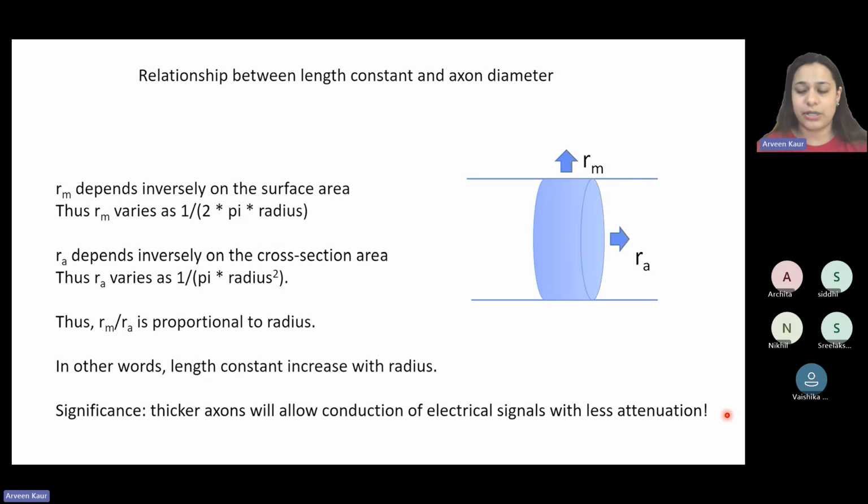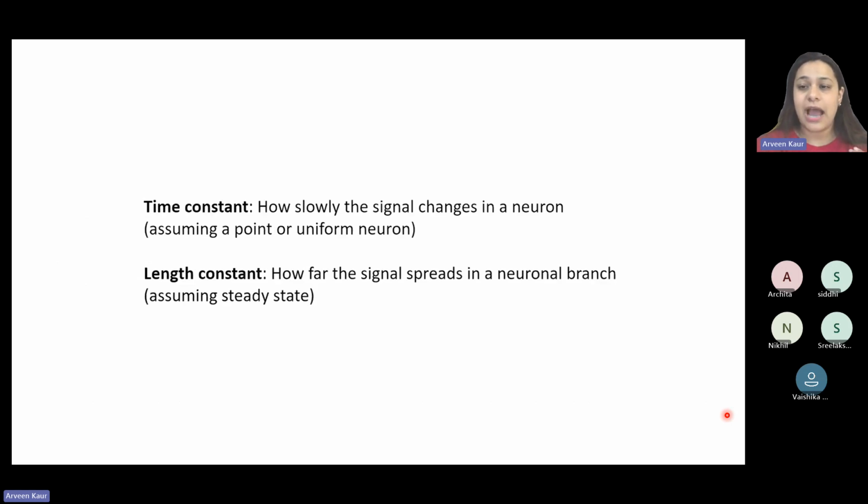This is what happens in giant squid axons, right? But in our case, the radius is much smaller than the giant squid axon. So, on the other hand, instead of decreasing the Ra, we increase the Rm by myelinating our axons. That is how our neurons conduct electrical signals with less attenuation, right? So time constant is how slowly the signal is changing in a neuron, and length constant is how far the signal is spreading in a neuronal branch.